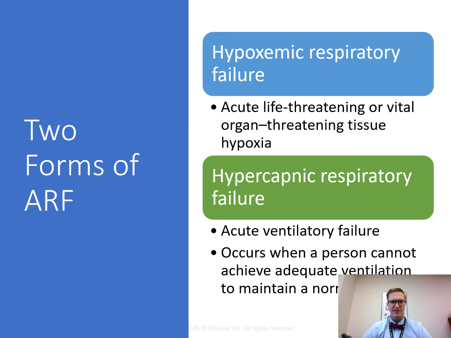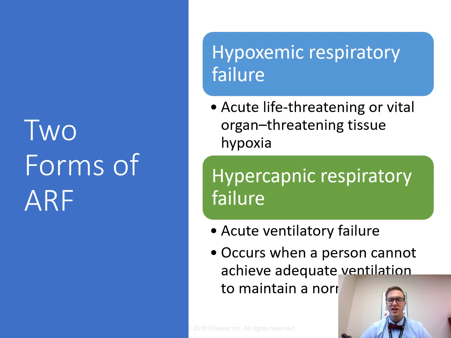Hypercapnic respiratory failure is the second one here, also known as acute ventilatory failure. In other words, your CO2 levels traditionally here are the ones that are super high. So the person cannot achieve or maintain a normal CO2 level. So we're looking at a person that's going into respiratory fatigue or failure. So their saturations are going to be fine. Their oxygen delivery is going to be okay. But now their CO2 levels are starting to climb up, right?